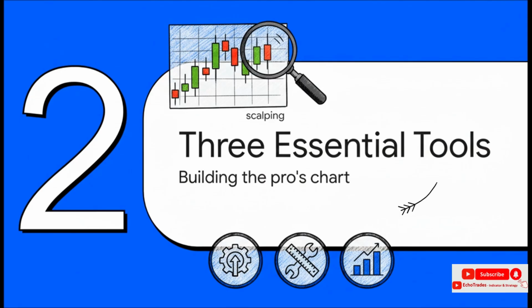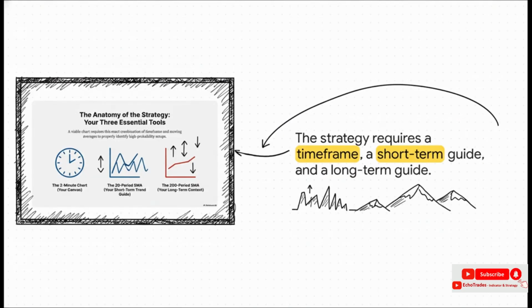Now, let's get our hands dirty and build the setup. Every professional needs the right tools for the job. And for this strategy, there are 3 essential, non-negotiable parts to building our chart. And here they are. This is basically our toolkit. First, we need a specific time frame. This is going to be our canvas. Then, we need a short-term trend guide, which helps us see what's happening right now. And finally, a long-term context guide, so we don't lose sight of the bigger picture. So let's build this thing out one piece at a time.